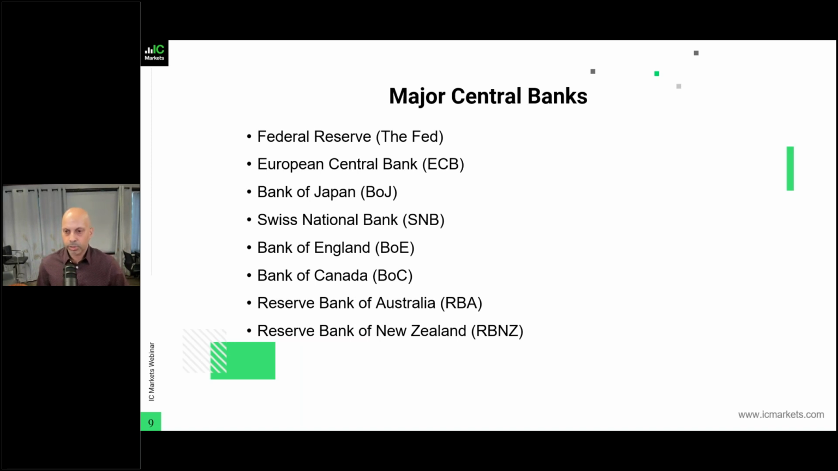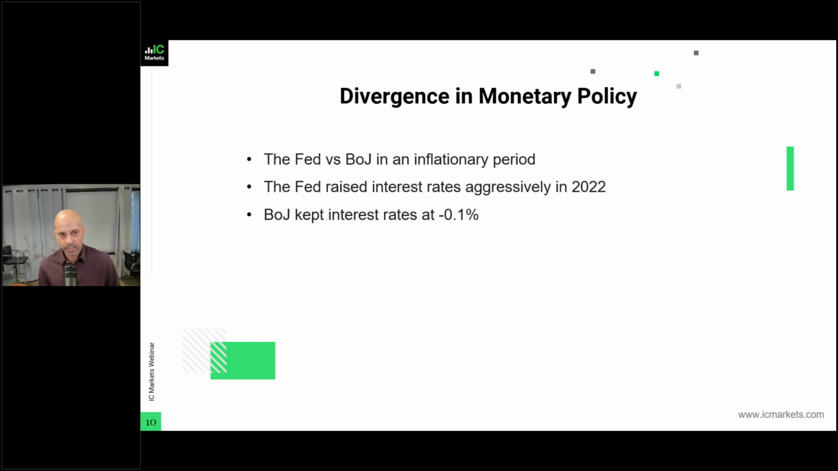So it is important to realize which central banks are cutting rates, raising rates, or keeping rates at very low levels. The next couple of slides will show examples of where you have major divergence in monetary policy, especially in an inflationary period. And you can see the divergence in monetary policy being reflected strongly in the currency pairs that are involved.